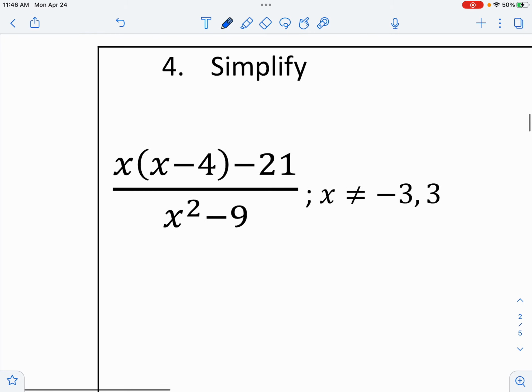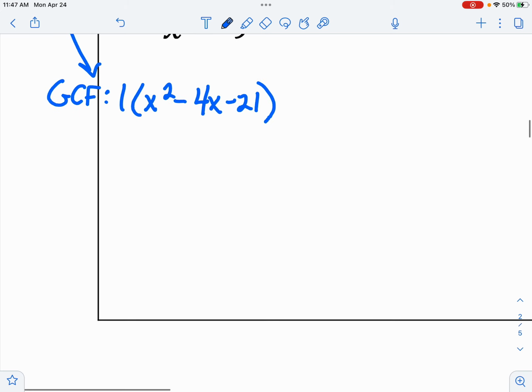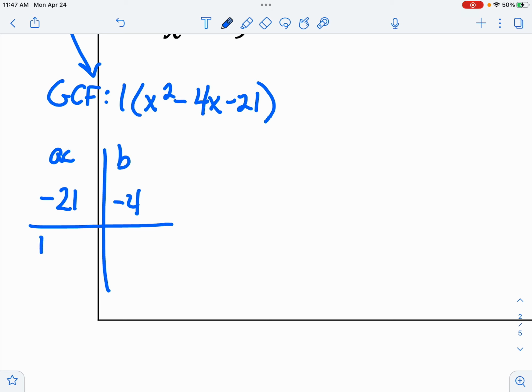The directions say simplify. The first step is to distribute. X squared minus 4x minus 21. And now it's time to factor this. GCF is just 1, which does nothing. Now we do our ACB. This is a box problem. Negative 21 and negative 4. 1, 2, 3, 4, 5.